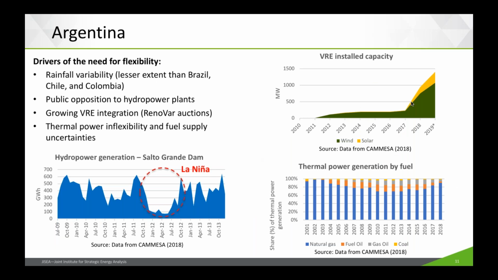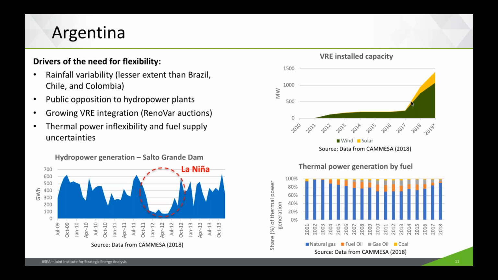Some of the drivers of the need for flexibility in Argentina include rainfall variability, to a lesser extent than Brazil, Chile, and Colombia, as Jeff mentioned before, but it's still significant. As you can see in the impact of a La Nina period in one of the main reservoirs in the country on the left-hand side figure. Also, the growing VRE integration, especially motivated by the successful Renovar auctions, is still challenging the system flexibility and also highlighting the need for more transmission infrastructure.